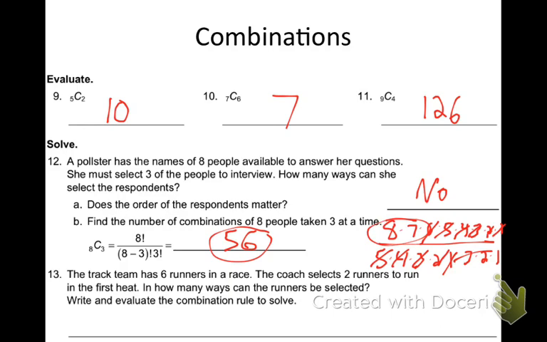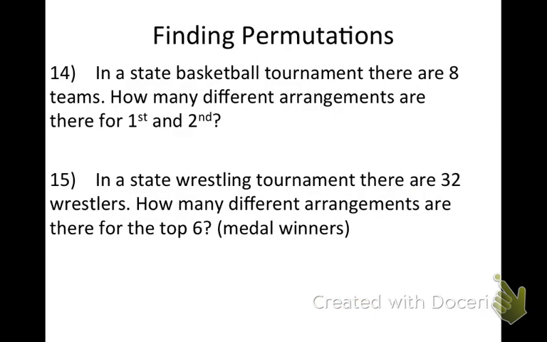Number 13. The track team has 6 runners in a race. The coach selects 2 runners to run in the first heat. How many ways can the runners be selected? Write and evaluate the combination rule to solve. What is it, Miss Worth? 15 different combinations for those 2 runners. Nice job. All right, so try these 2 on your own. Take a couple seconds to try these 2.